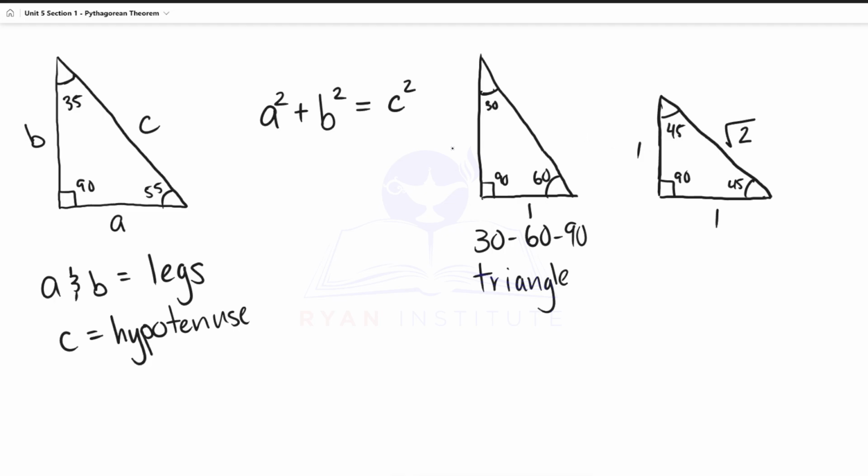And then we'll do this right here. Isosceles right triangle.